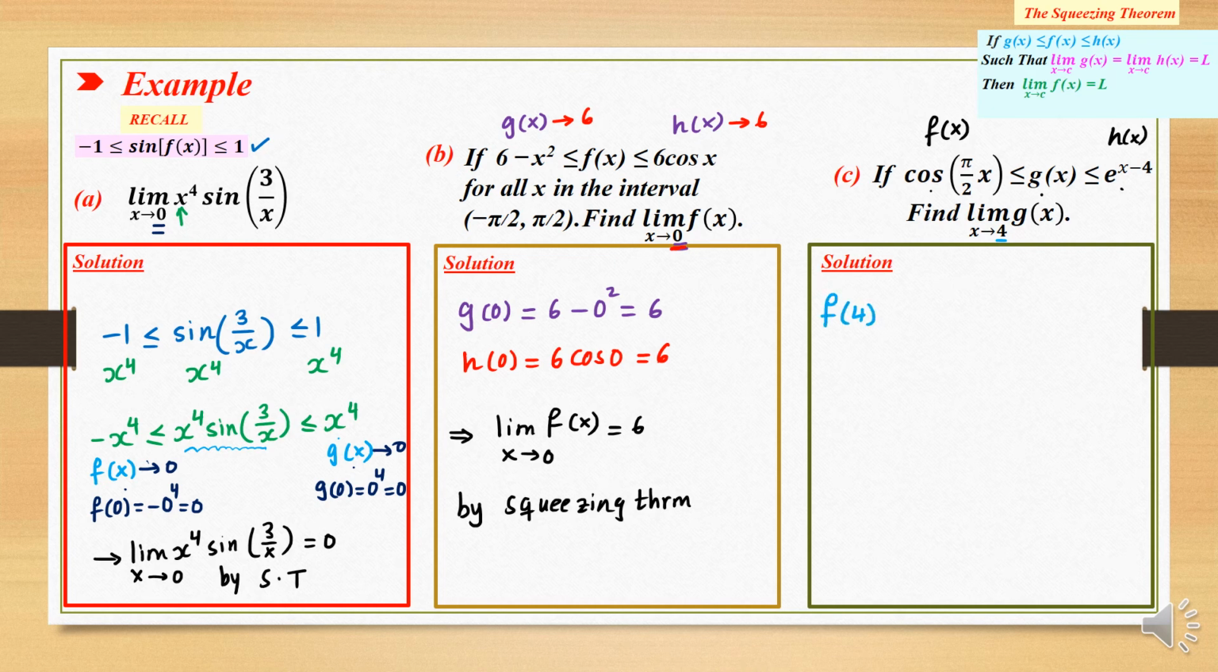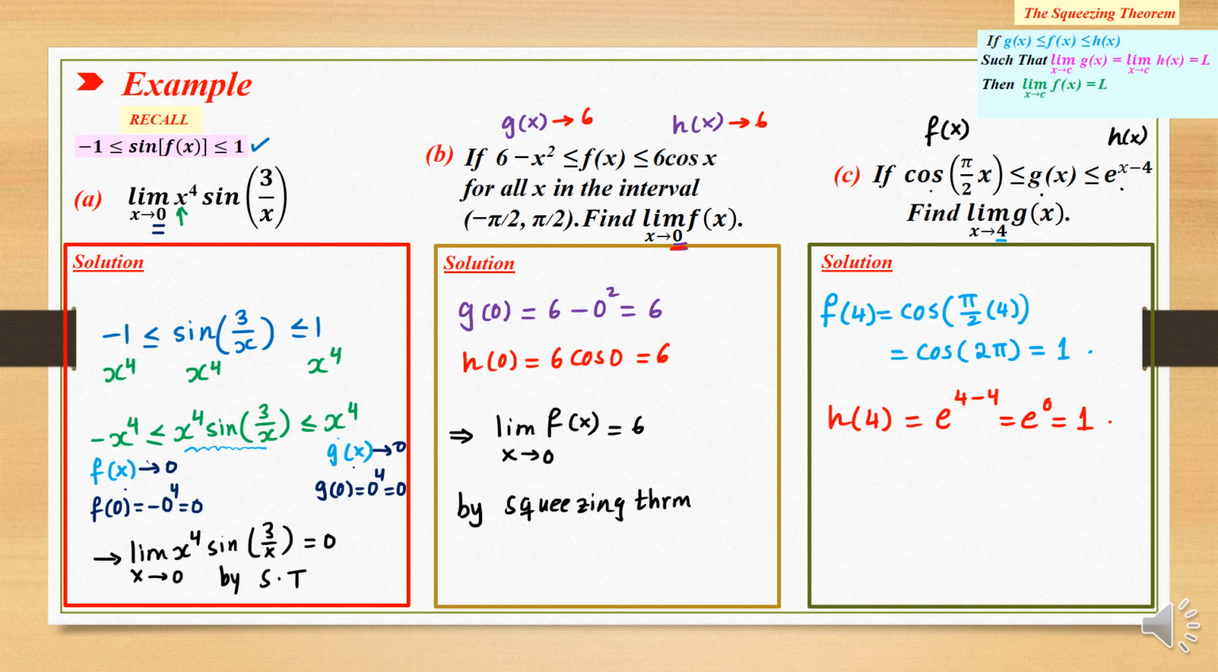f of 4 equals cosine pi over 2 multiplied by 4, and this will give us cosine 2 pi, and cosine 2 pi equals cosine 0, which is 1. And secondly, you have to replace in the function h of x, so h of 4 equals e to the fourth minus 4, which gives us e to the 0, and e to the 0 is 1.